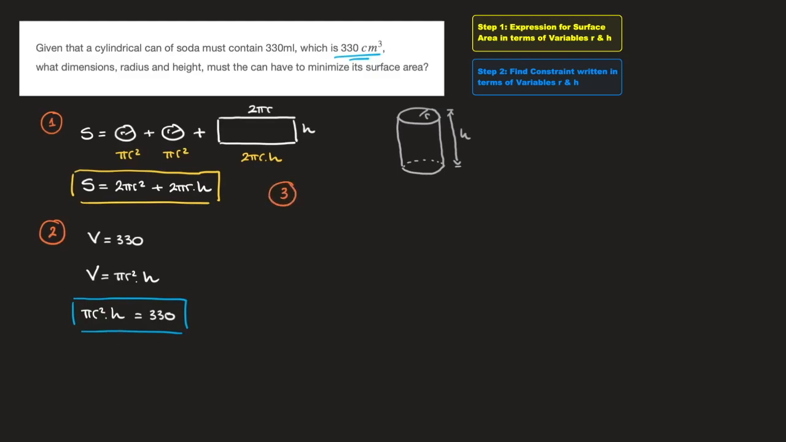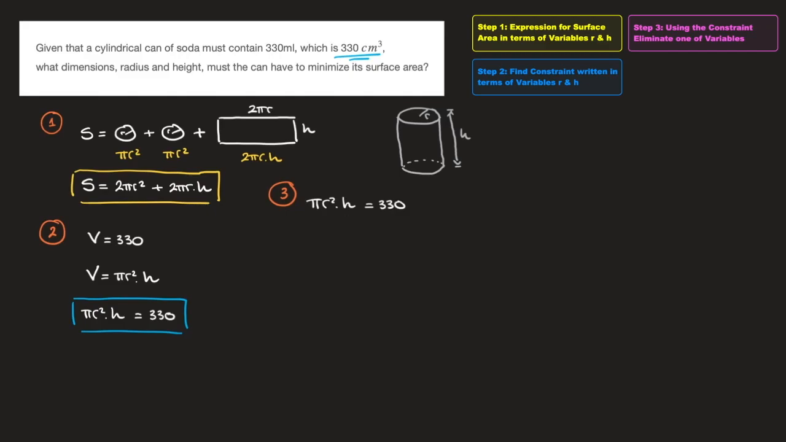And in this step, we need to use the expression for the constraint we just found to eliminate one of the variables, so r or h, inside the expression for s. The objective being to only have one variable left inside our expression for the surface area. So let's see, starting from our constraint, so that's pi r squared times h, which equals 330, we can rearrange this to make either h or r the subject. Looking at this, it seems easiest to make h the subject.